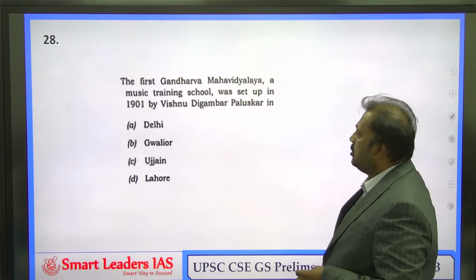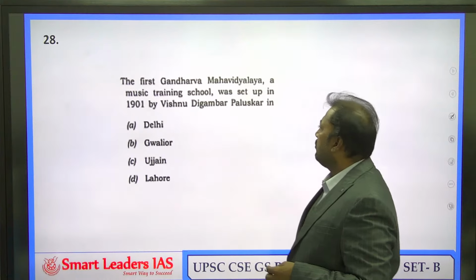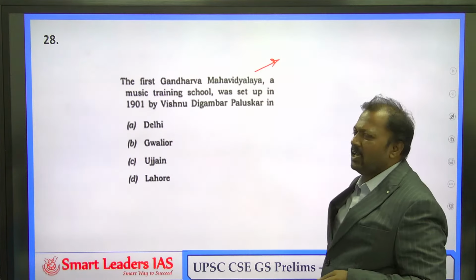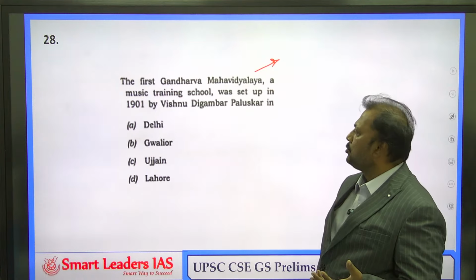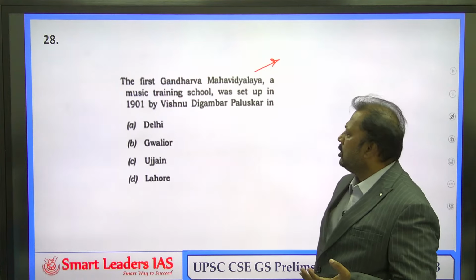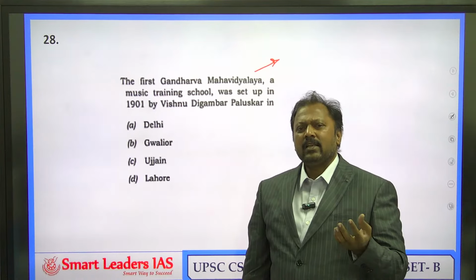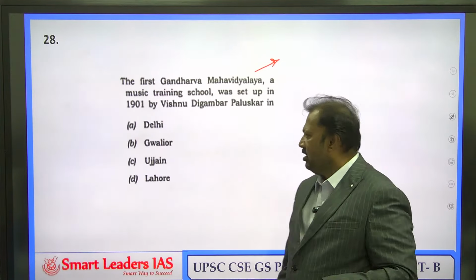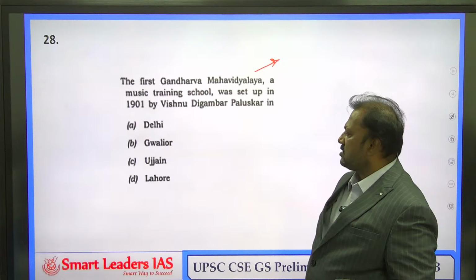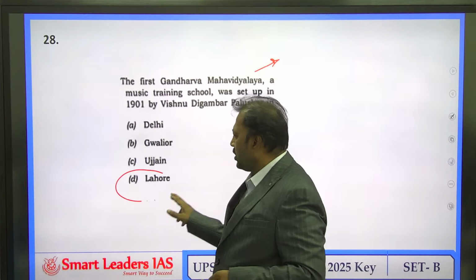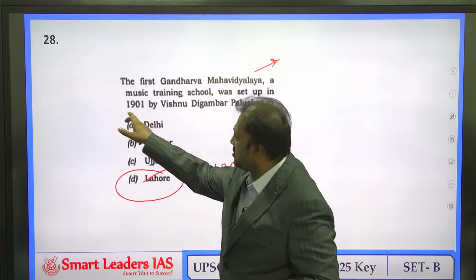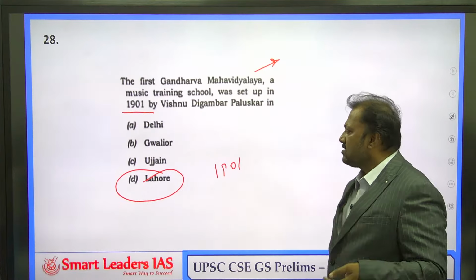Next, the first Gandharva Mahavidyalaya, he established a musical institution. Vishnu Digambar Paluskar happens to be a Hindustani musician. He established an institution in 1901. The question asked is where he established that. He established it in Lahore. Again, it is a factual question. The year 1901 is already given in the question, I guess. So the answer to 28 is Lahore.